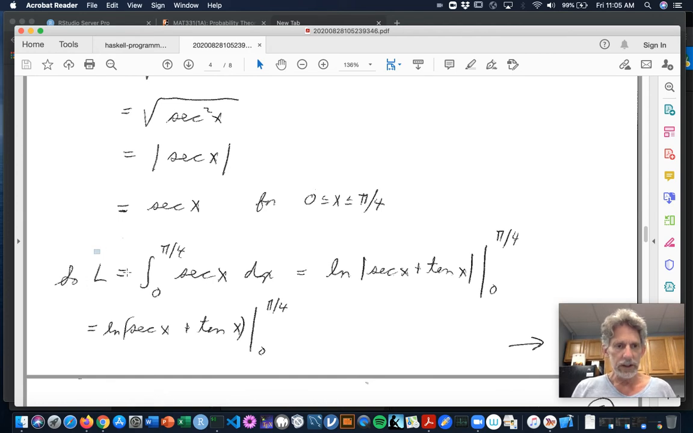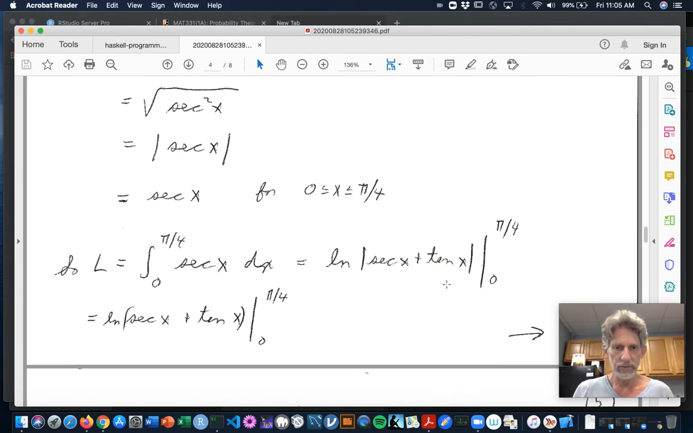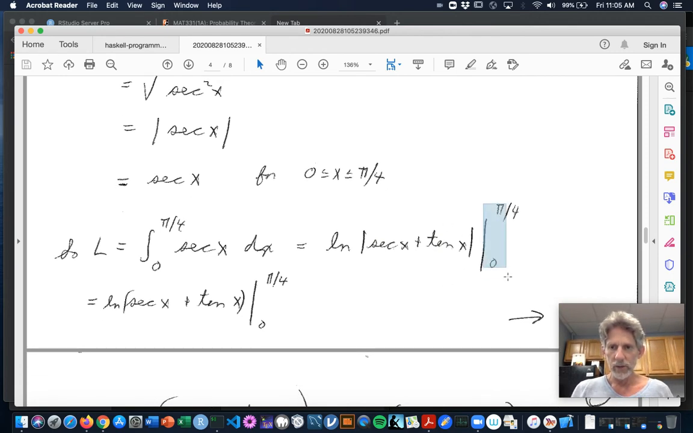And so I've got to integrate secant from 0 to pi over 4 to get my arc length. Now, we found the antiderivative of secant of x back in the previous chapter with a trick, and it turned out to be the log of the absolute value of secant x plus tangent x. So we're going to evaluate that between 0 and pi over 4.